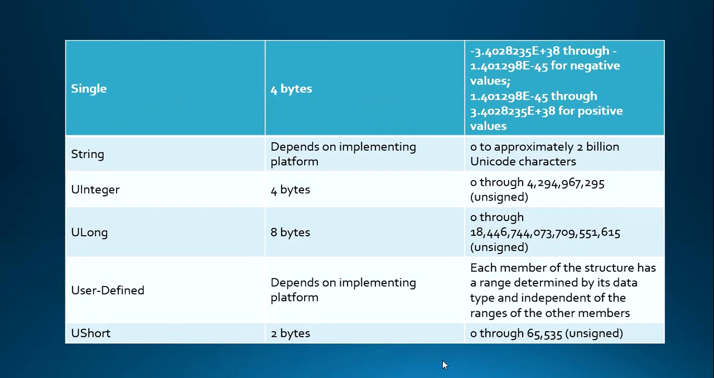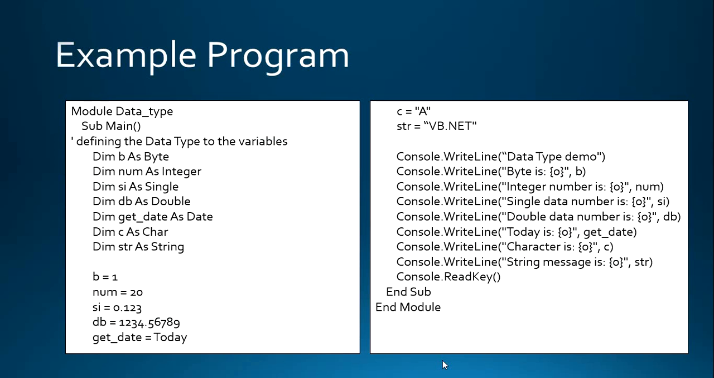Now let's have a look at a simple program which makes use of the different data types and then gives out an output. So what we are doing is, first of all, we have a module. Inside the module we have the main function. Inside this function, this statement is what is known as a comment.